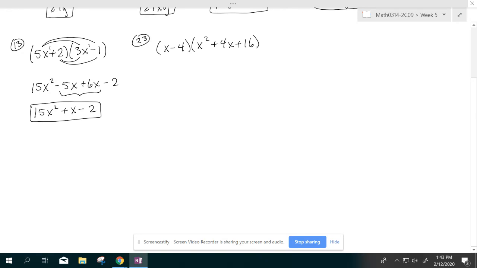All right, so what would you call this one? There you go. Binomial times a trinomial. Is it still the distributive property? So this time the x is going to distribute to all 3 terms. And when he's done, who gets to go? Yeah, and then the negative 4 gets to take a turn, okay? Y'all see the game plan? Now let's execute it. What is x times x squared?